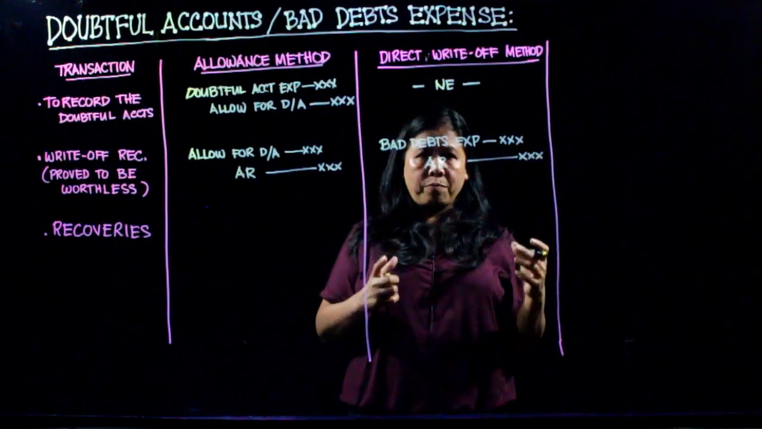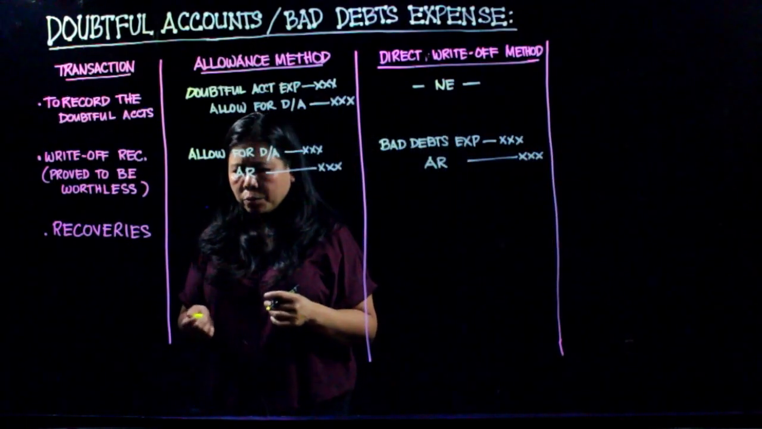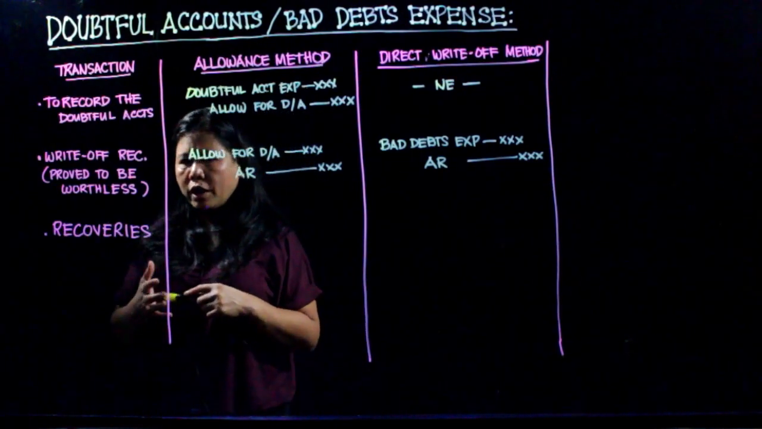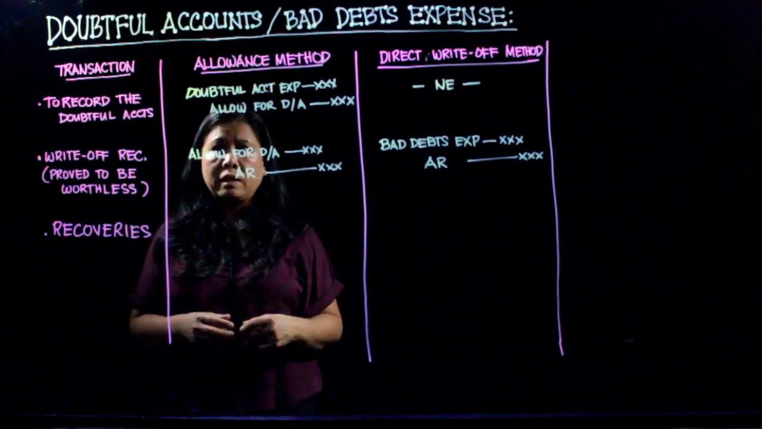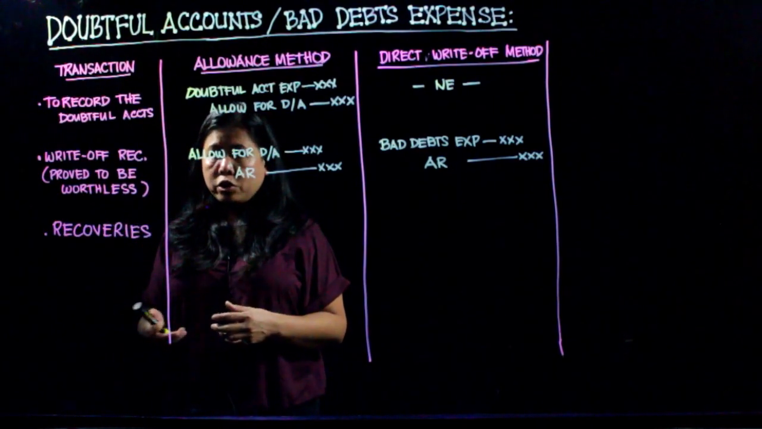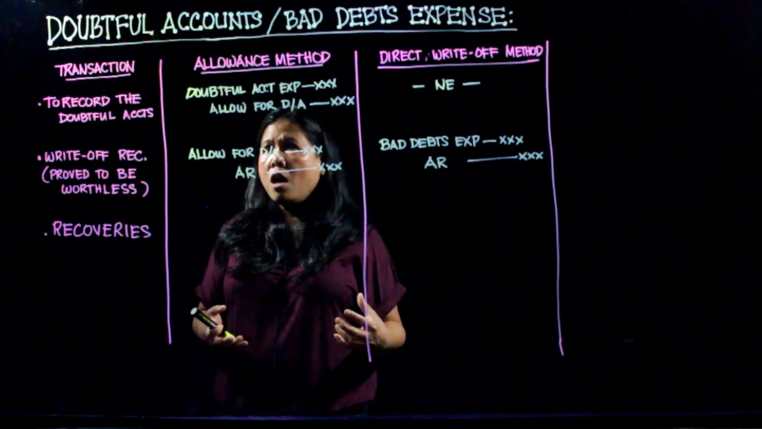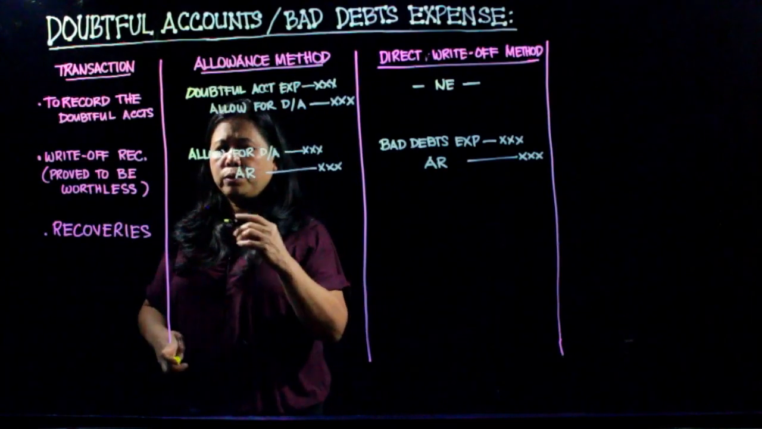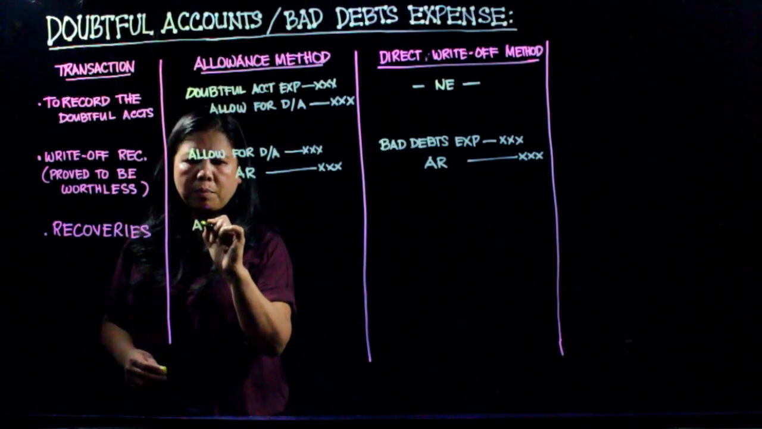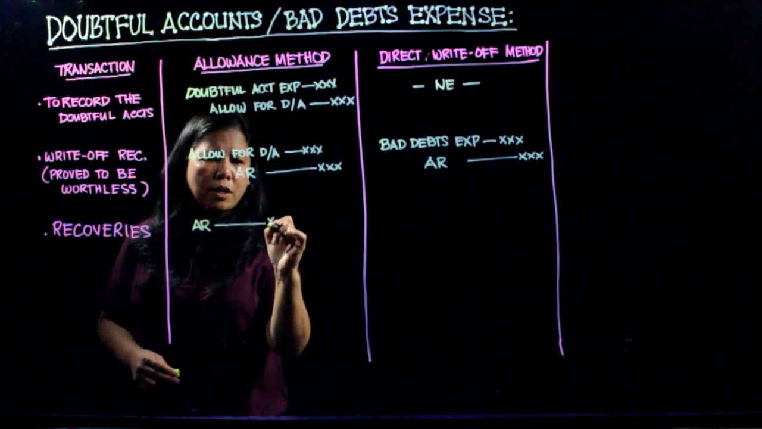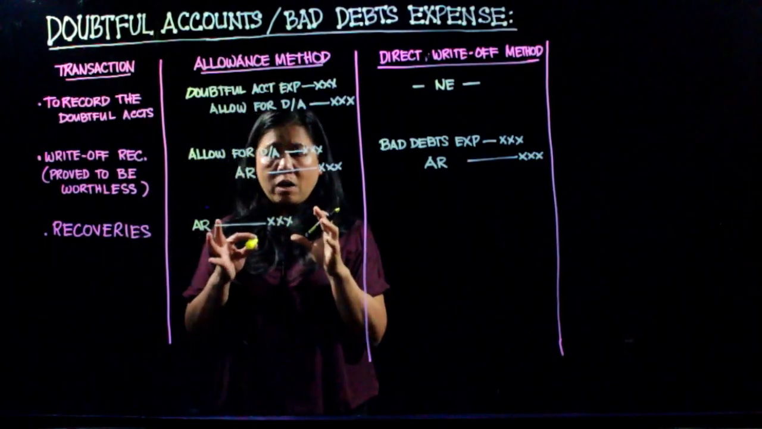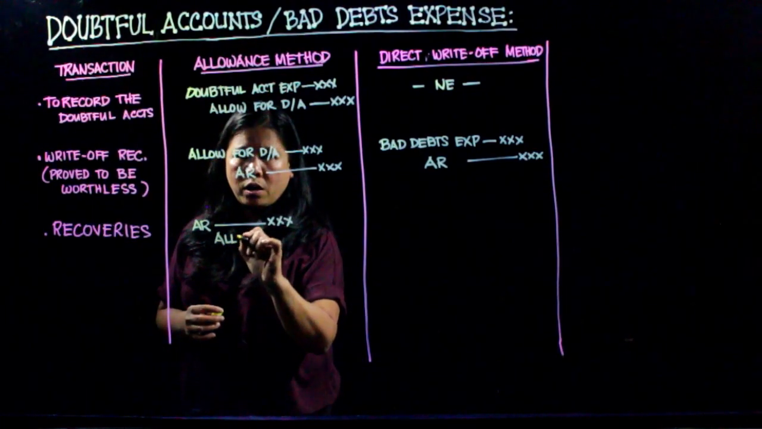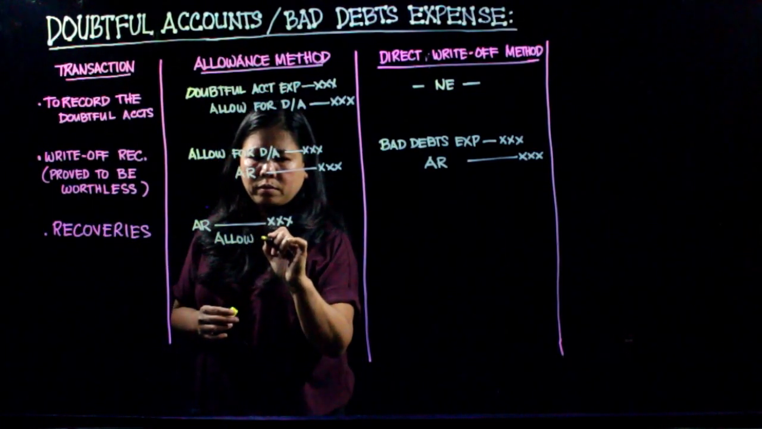For the direct write-off method. Now, what are recoveries? Recoveries are the collections of accounts receivable that were previously written off. So that's recoveries. Under the allowance method, we are going to debit accounts receivable to set up that accounts receivable again, and credit allowance for doubtful accounts.